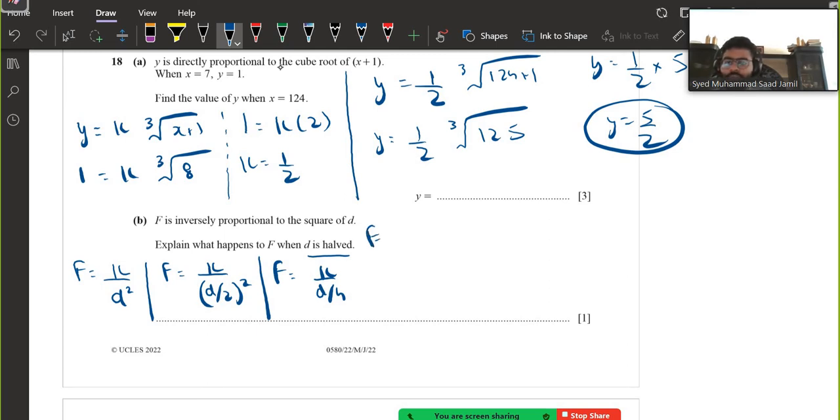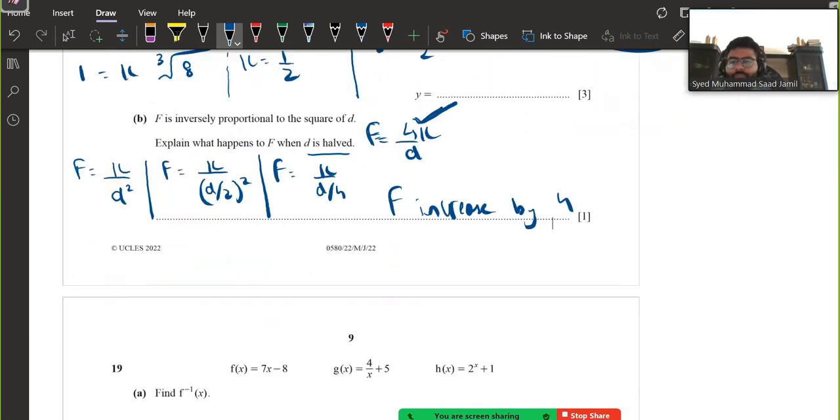F is equals to 4 upon d k, right? So basically what you can see, f is increasing by 4. F is increasing by 4. So what happens to f when d is halved? When d is halved, f increases by 4.